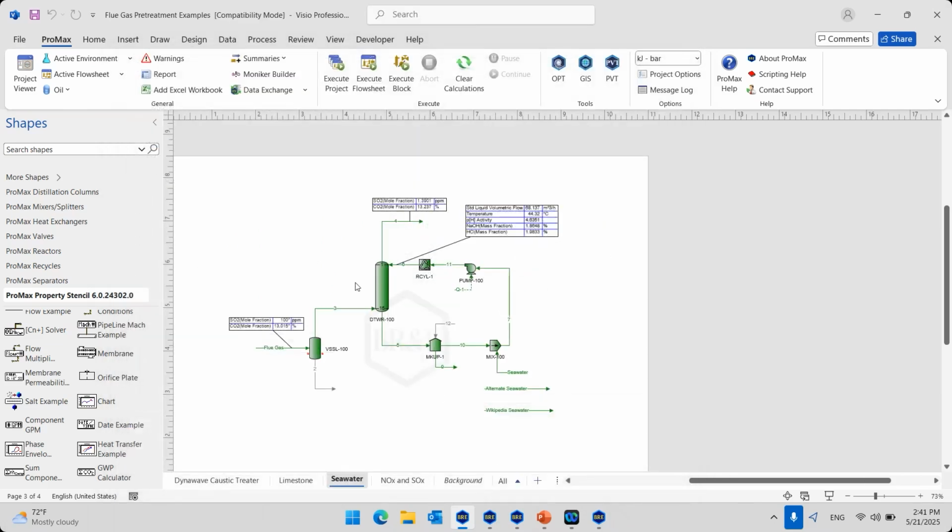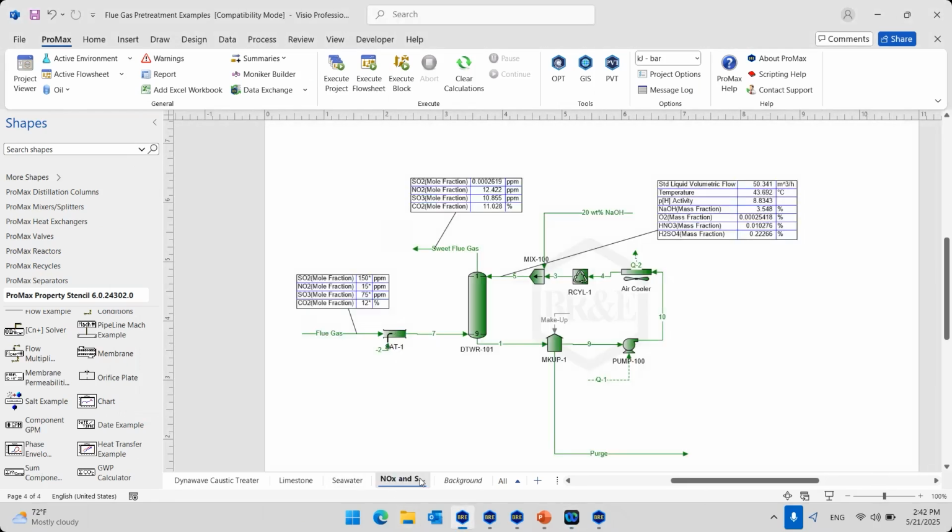But other than that, a very simple process, which also helps us bring SO2 down. All right. The last one I have prepared here is a bit more complex, because in this case we don't just have SO2, but we also have SO3 and NO2.